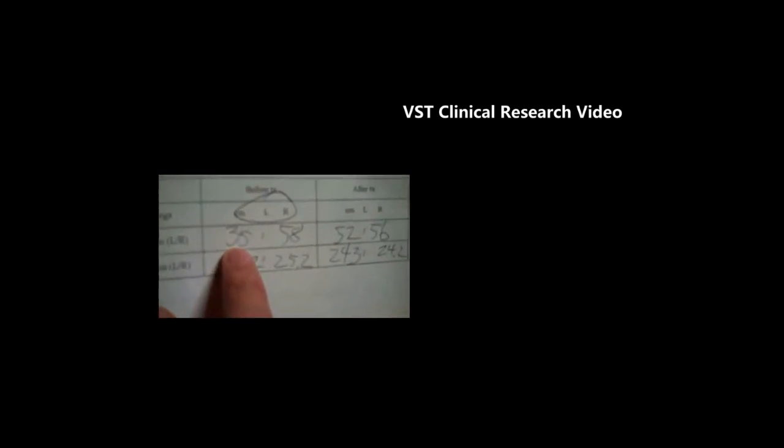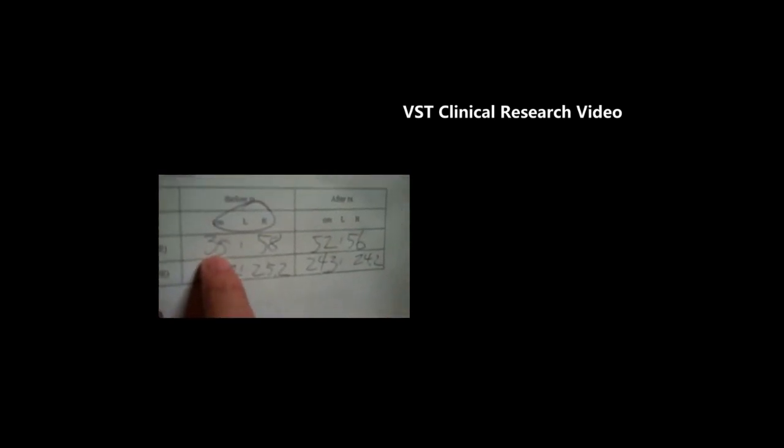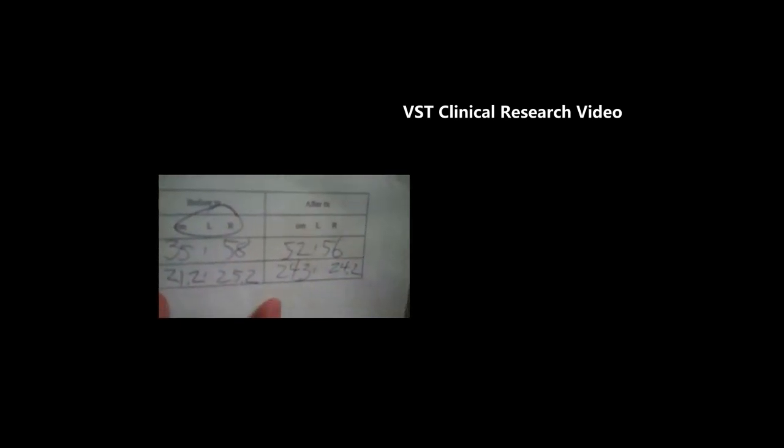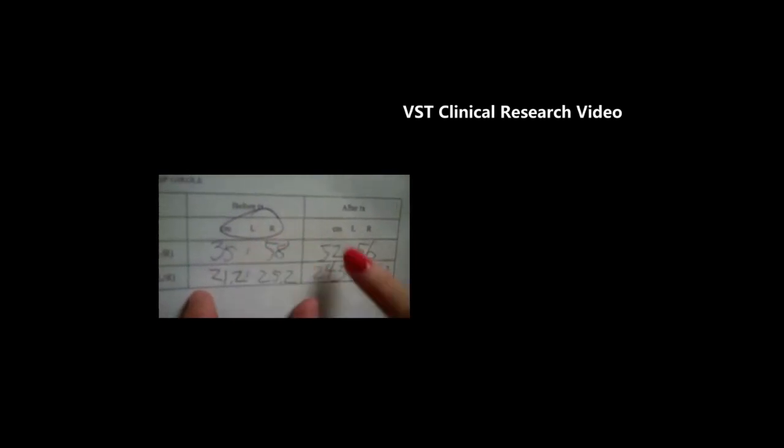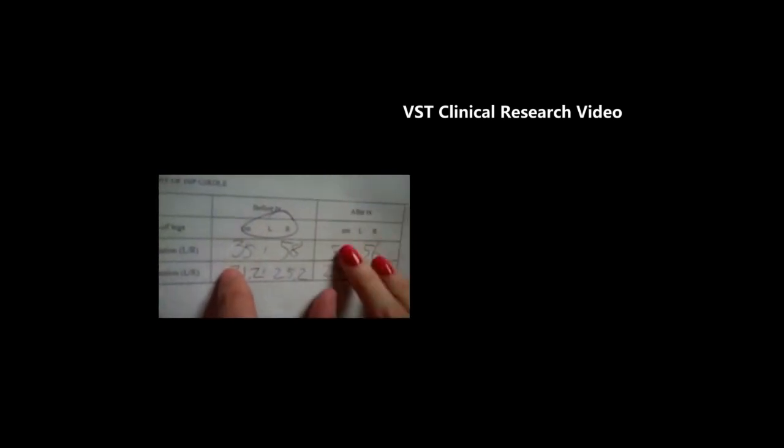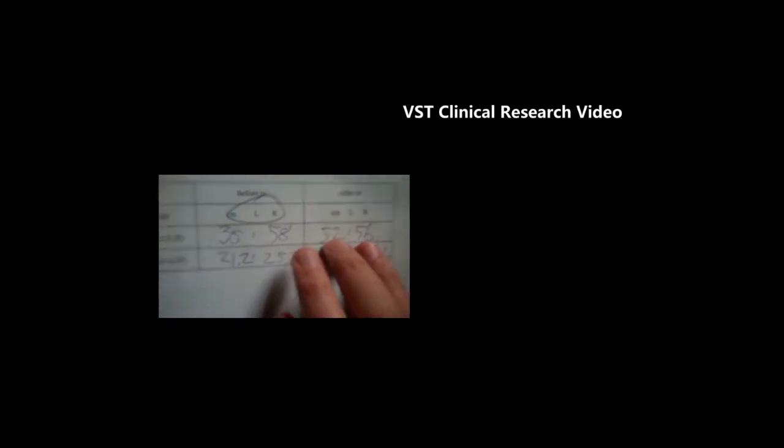Internal rotation of the hips. This is the left side. Internal rotation was 35 degrees. After the treatment, left side internal rotation of the hips was 52 degrees. There's just a negligible difference on the right side. It's really balanced after the treatment. 52 and 56, the left and right are really balanced after the treatment. There's a balance between the two here.